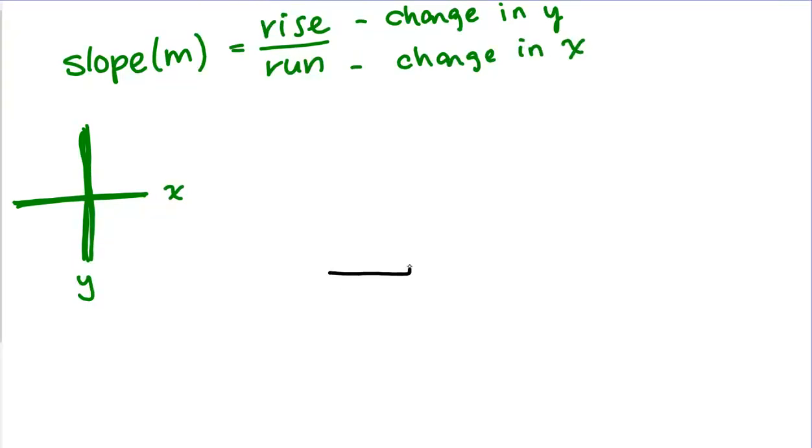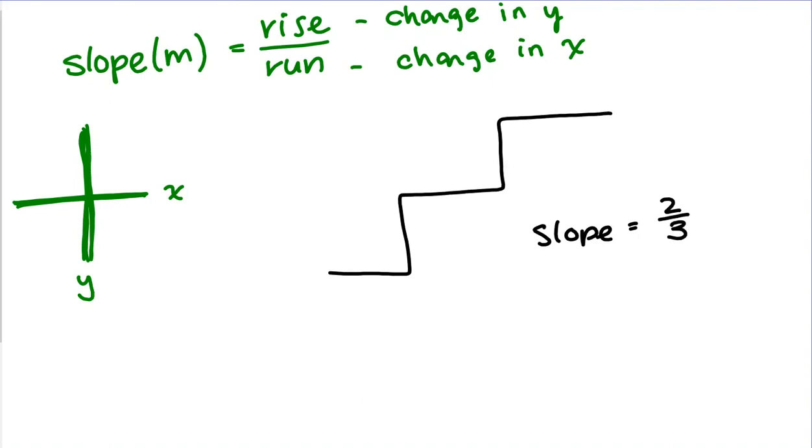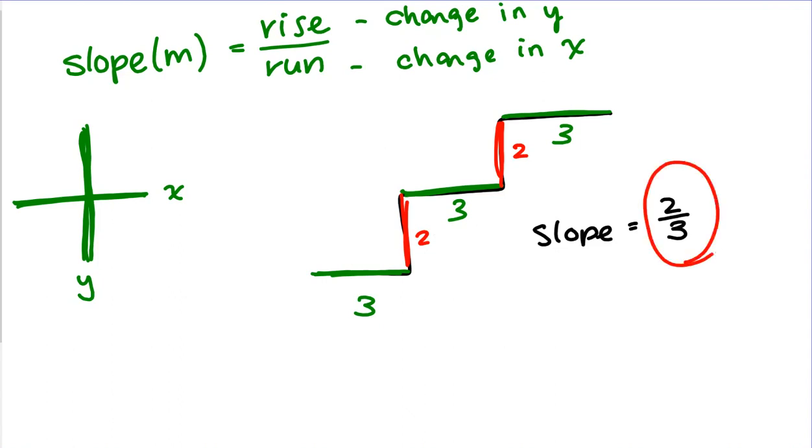So let's think about a staircase, okay? Let's say this staircase has a slope of 2/3. This just means that for every 3 feet of stairs that it runs, so we'll say 3, it rises 2 feet. Now, any equivalent fraction will make this slope true. So it could be 4, 6, it could be 1.5 to 1 foot, okay?